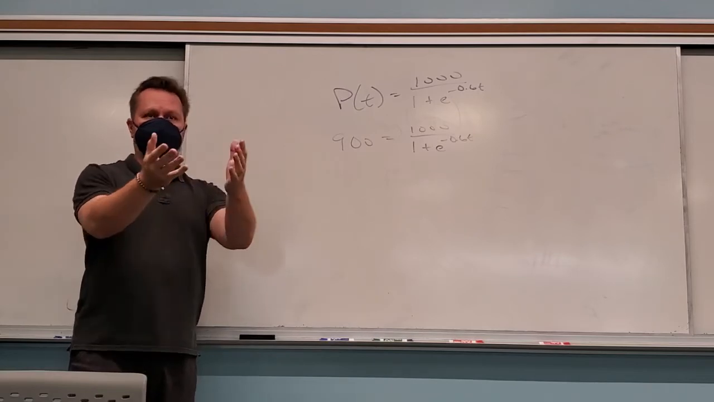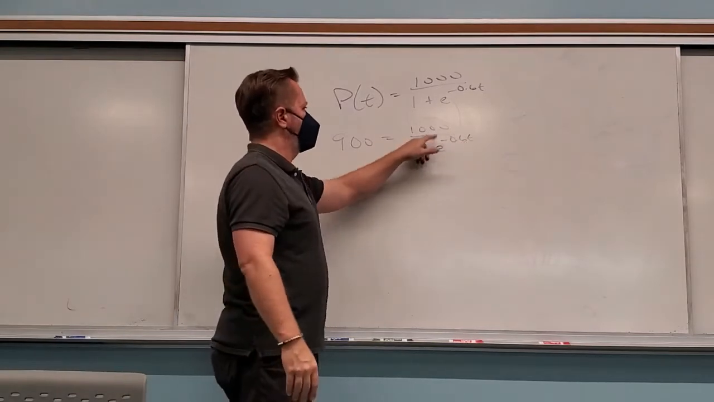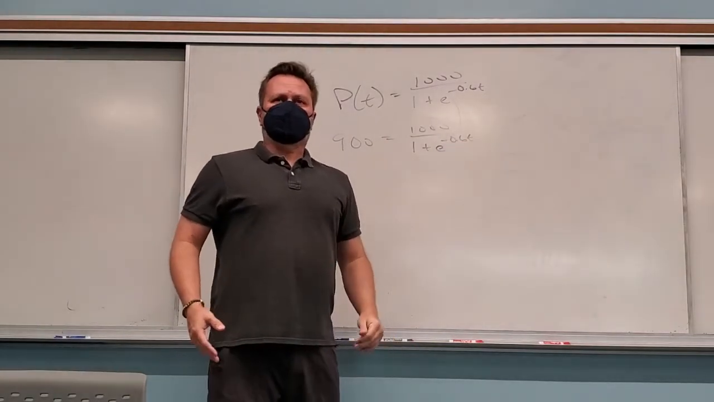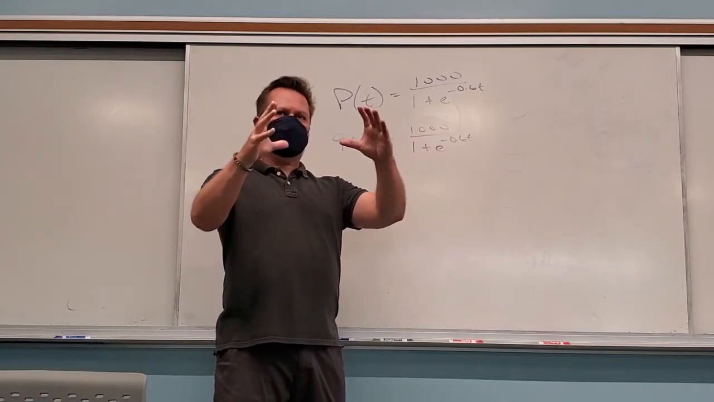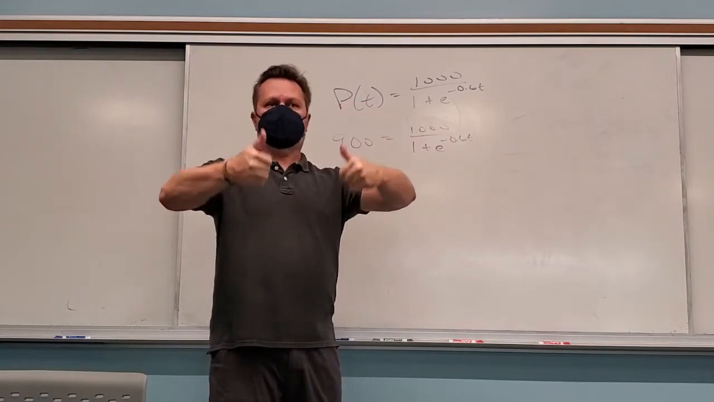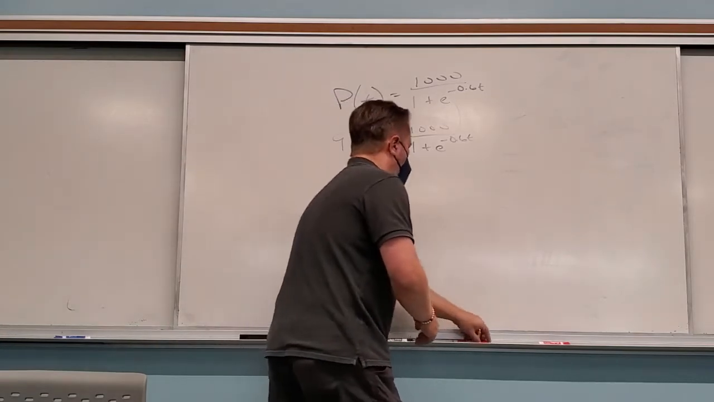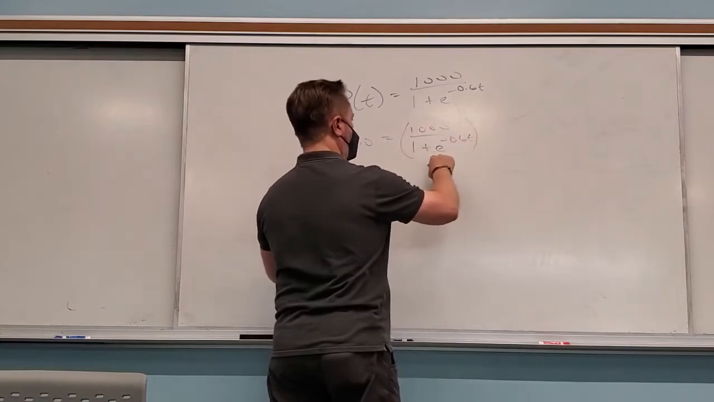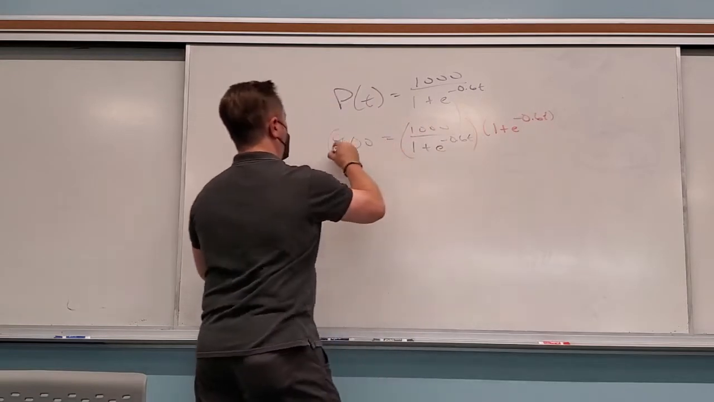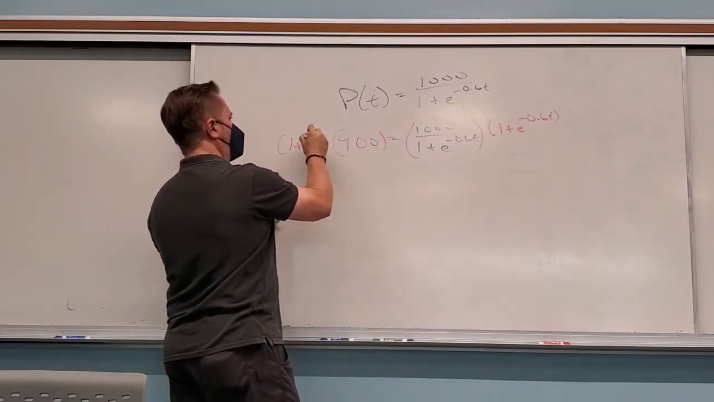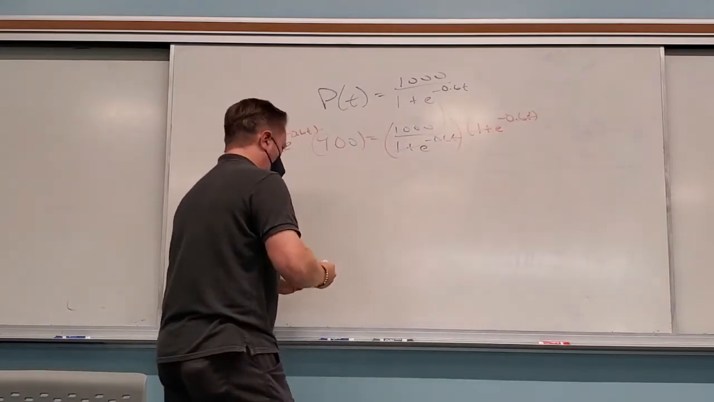Variables on the bottom, right? In fact, it's not only on the bottom, it's in the power of a thing that's on the bottom. So let's take care of one of those problems immediately. How do I get the part that has the variable in it on top? Multiply by that. Yeah. So if I multiply both sides by this, then my variable is at least on top.